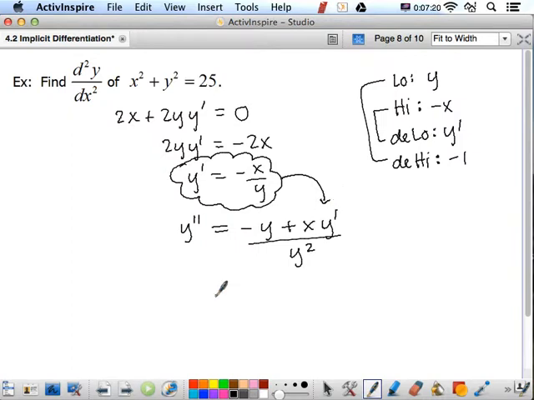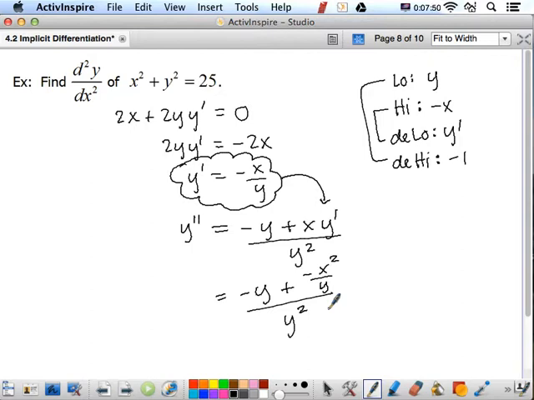So that will give me negative y plus, if I multiply x by negative x over y, do I get negative x squared over y? Okay, so that's a negative x squared over y, all over y squared. Unfortunately for us, we have just spent great deals of time trying to figure out ways to get rid of complex fractions. And all we have to do to finish this up is to multiply everybody through by what?